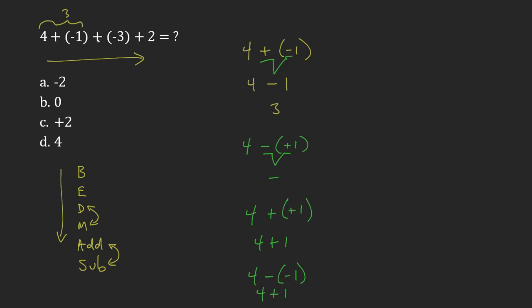Now I'm going to add negative 3. But remember, a positive and a negative, those aren't the same sign. That's the same as minusing 3. And then I'm going to be adding 2 over here. So it's 3 minus 3, which is 0, plus 2 is equal to 2. And so out of these choices here, it's not negative 2, 0, it's positive 2. So the answer is C, positive 2.